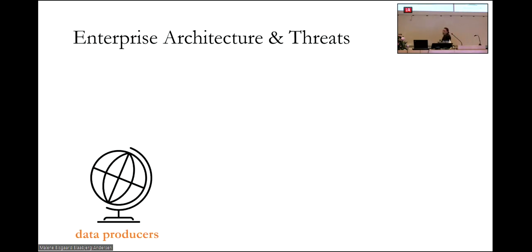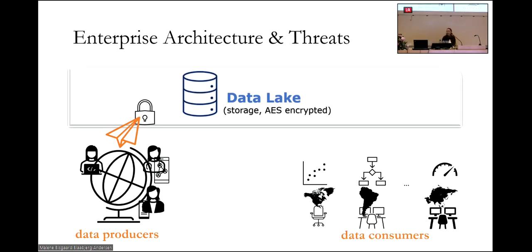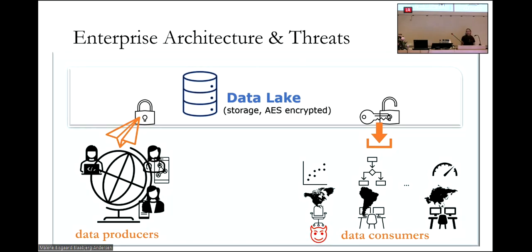We have a lot of data producers collecting data, let's say from user applications, and they store this data in a centralized storage called the data lake. The sensitive data is AES encrypted. On the other hand, we have a lot of data consumers that use this data to perform computations; they have access to the secret key, decrypt the data, and use it for the computation. The problem is that it's enough to break into one of these data consumers in order to get access to the whole data of the company.